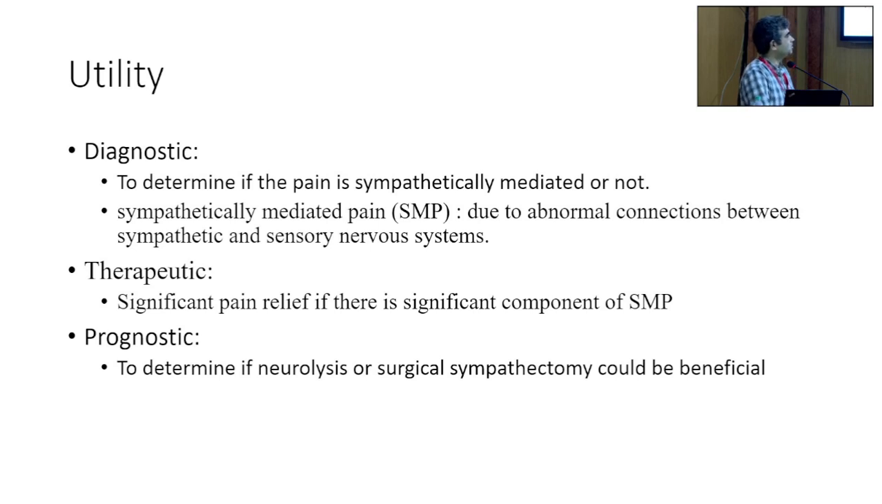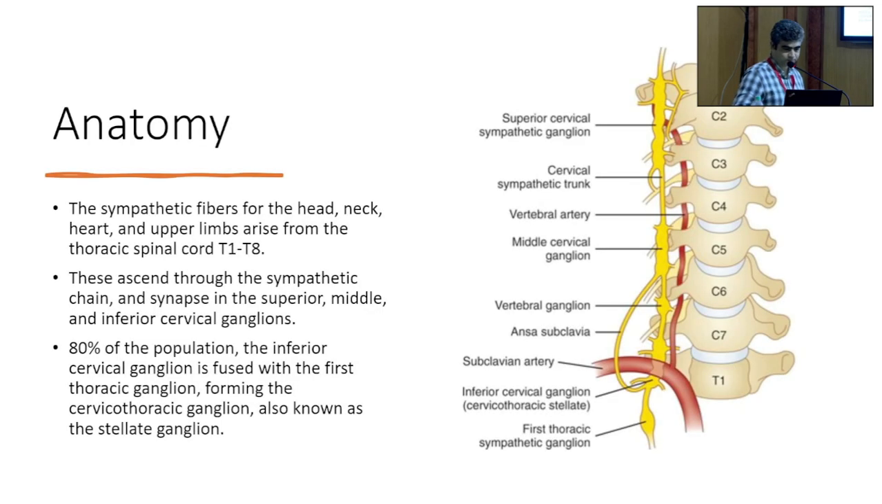So its utility is to determine if the pain is sympathetically mediated or not. What happens in sympathetic mediated pain? Due to abnormal connection between the sympathetic and sensory nervous system, there is pain. We come to know that if there is significant pain relief after block, it means there is a significant component of sympathetic mediated pain, and after giving the block, we can determine if neurolysis or surgical sympathectomy could be beneficial.